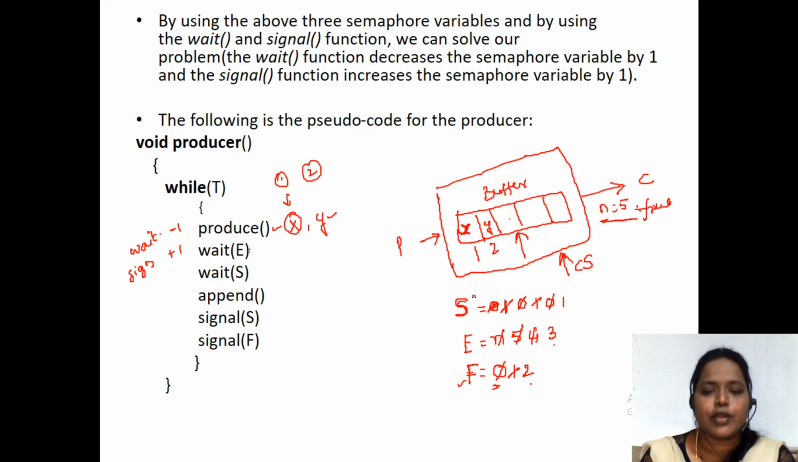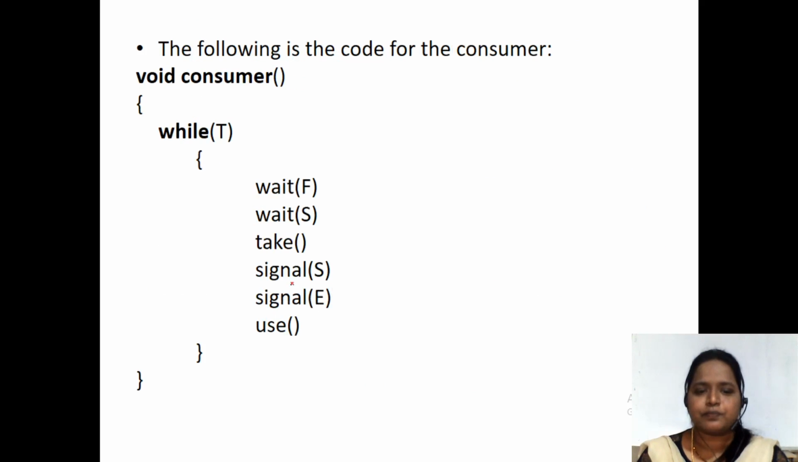Here S checks whether only one is going to be in the critical section, either 0 or 1. So 1 means initially the producer wants to produce, then it will be 1. Again we change it to 0, because after producing the item we make it 0. So this is the code that is given for the producer. So when it comes to the consumer, wait of F, what do we have to do?